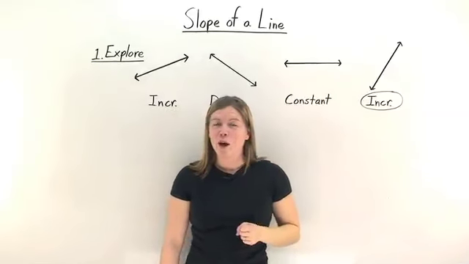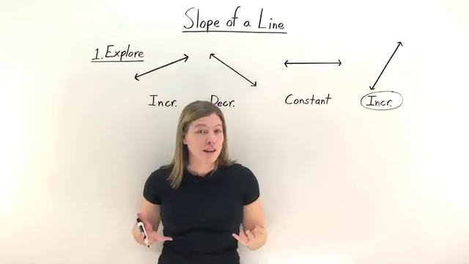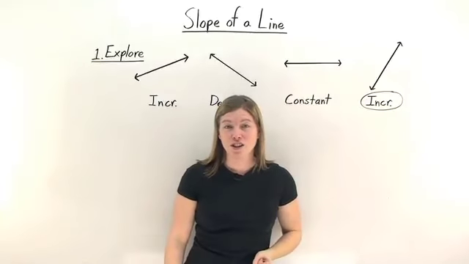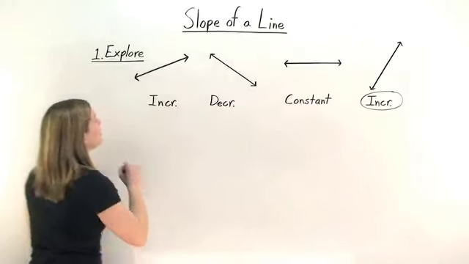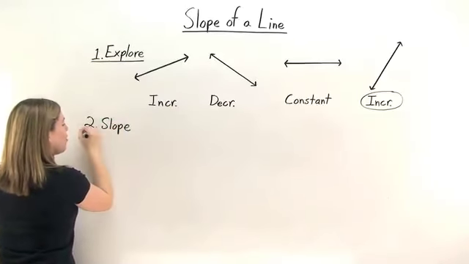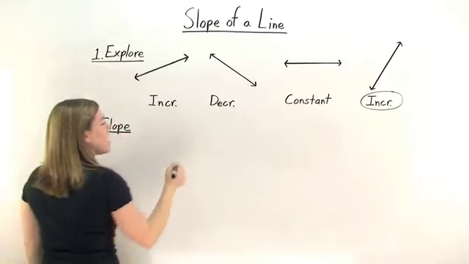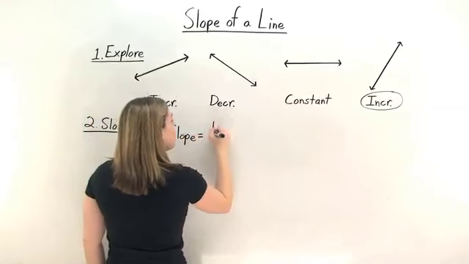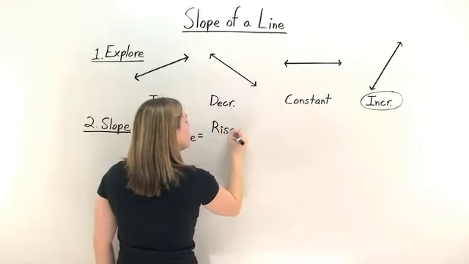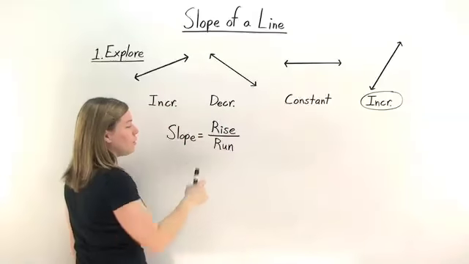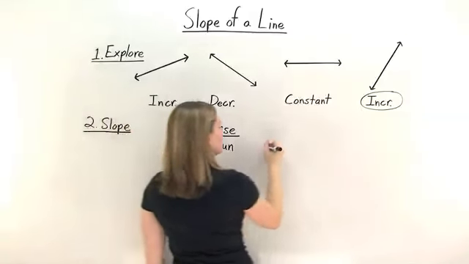Great. But what if we wanted to be a bit more specific about how we describe this steepness or that rate of change? Well, slope is what lets us do that. So let's go ahead and take a closer look at slope. Slope is described as the steepness of a line. We can measure slope by taking the rise over the run. The rise is the vertical change, and the run is the horizontal change.